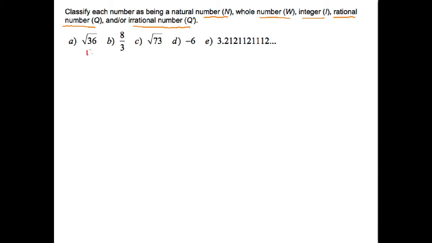Square root of 36 may be rewritten as the number 6. Well, 6 is a natural number. It's a whole number.